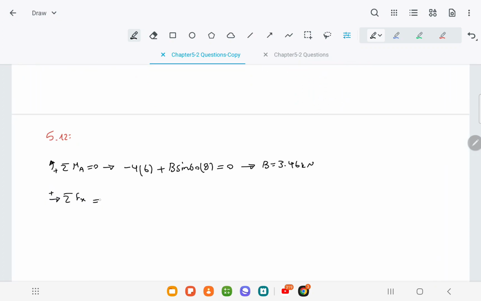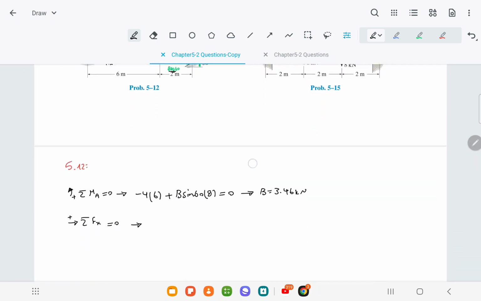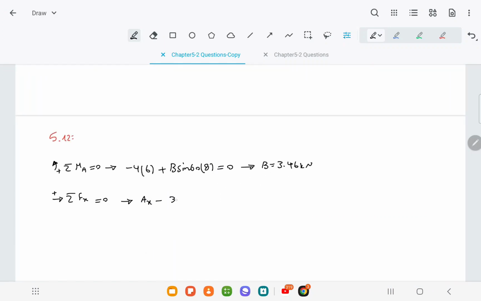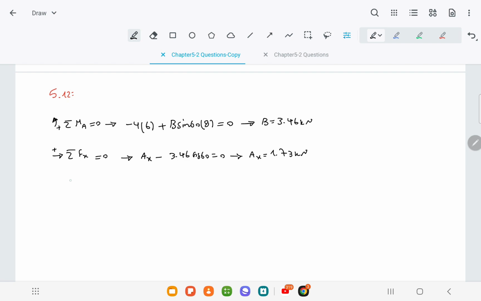And from sigma Fx, positive to the right, equal to 0, we can write Ax minus B cosine 60, which is 3.46 cosine 60. From here we can find Ax, which is 1.73 kN.